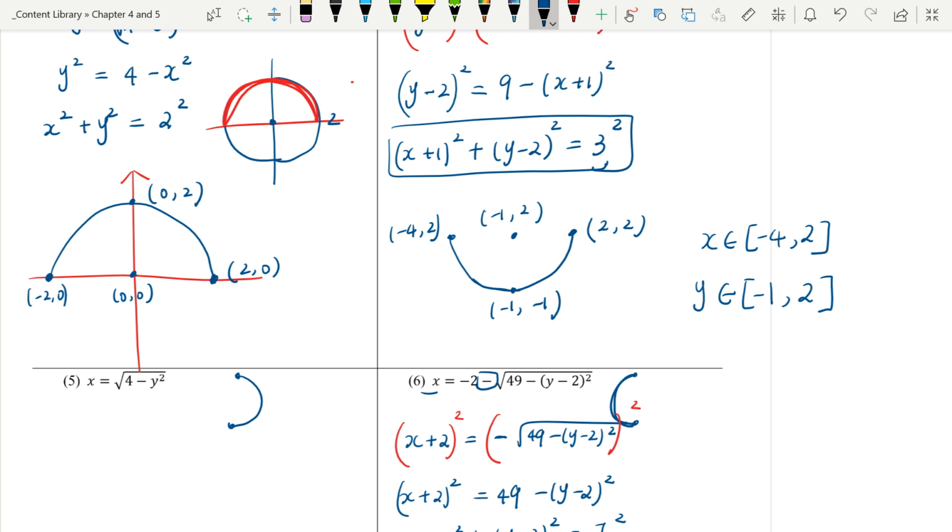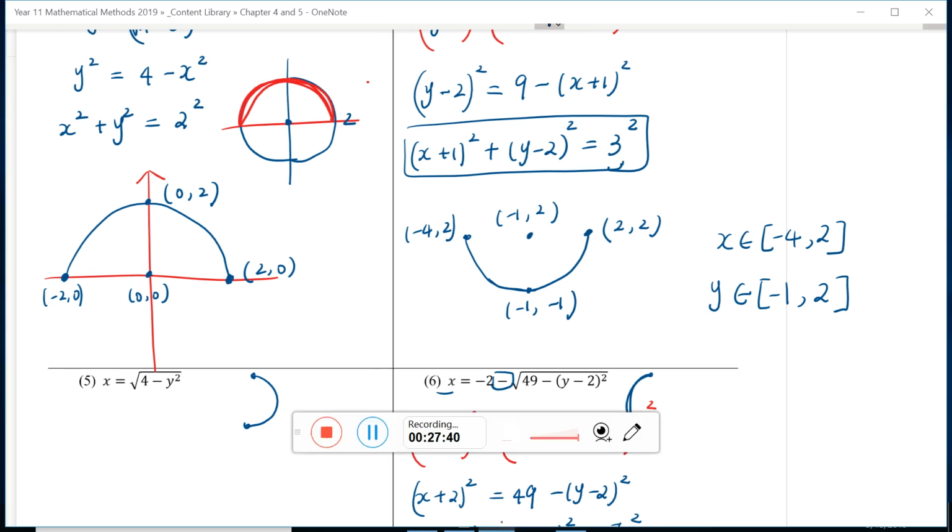So make sure you talk about the domain and range for each individual graph, and we can check answers next lesson. And your quiz will be Monday if I have class on Monday. Okay, that's it for today.